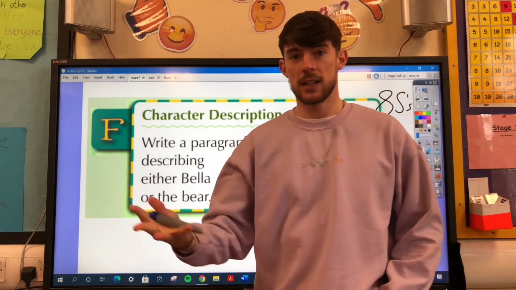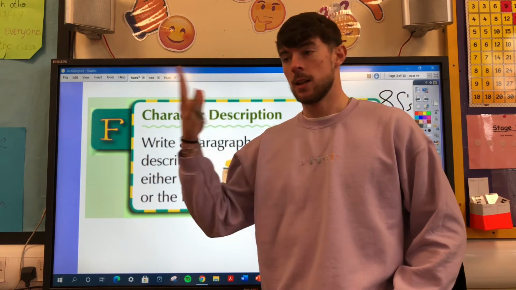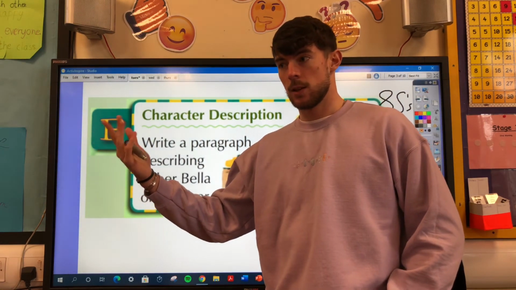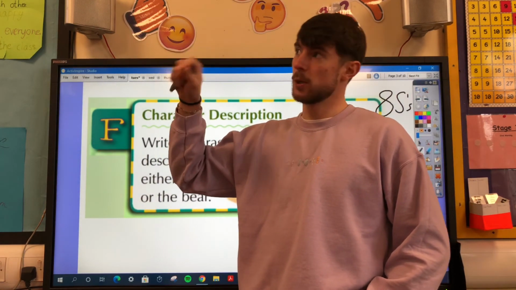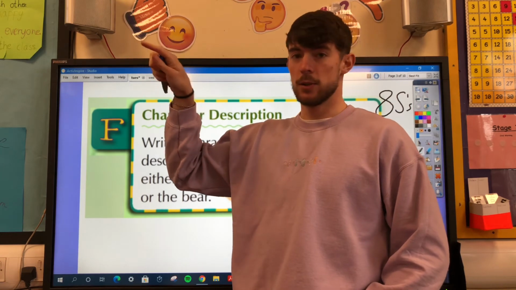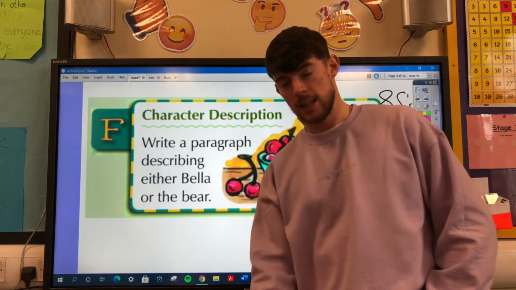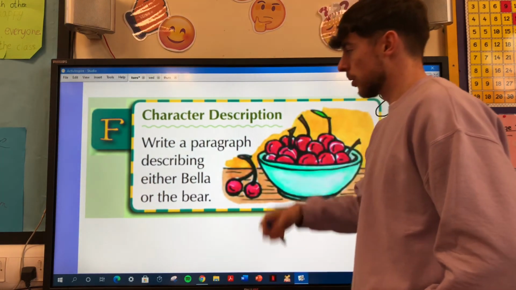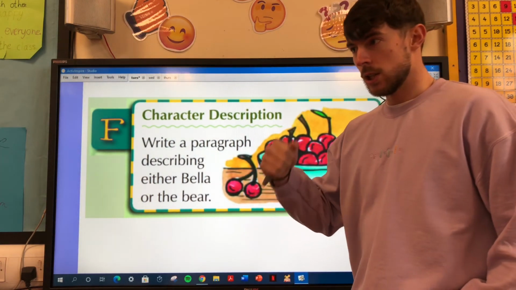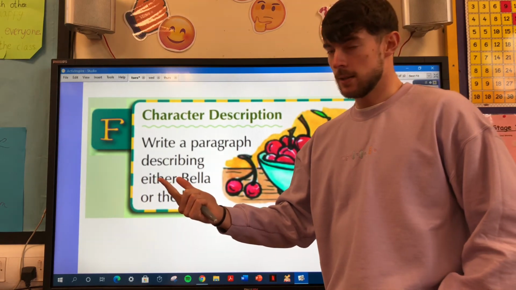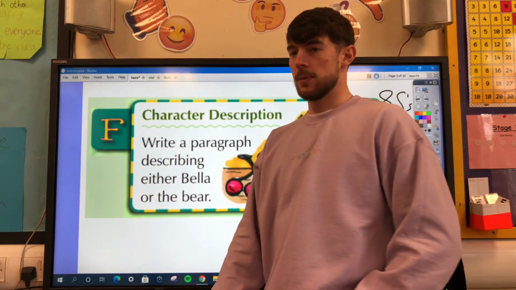Maybe she was very clever in the way she disguised herself on the roof. She put up a little figure on the roof so the bear would think that she was standing up there, but she was actually in the basket, right? So she's very clever. She could make pies. She'd make nice pies. So there's loads of things you could say about both of those, right?